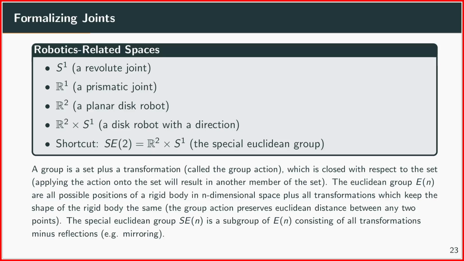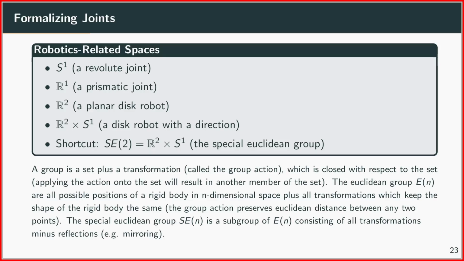And for example, if you have a Roomba robot, one space you can construct here is R2 times S1, which is basically a disk robot with a direction. And then something which is super important, which we'll see almost everywhere in robotics, is spaces like those here, SE2, which is called the special Euclidean group. And SE2 is basically just this set here of R2 times S1.